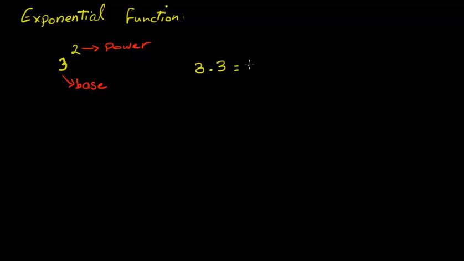So 3 times 3 is 9, or 3 to the fourth power, and it means 3 has to be multiplied by itself 4 times, right? This is the meaning of exponent.